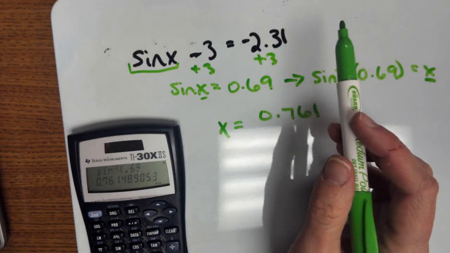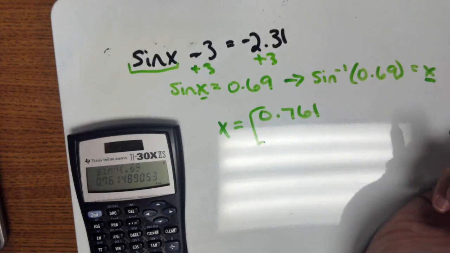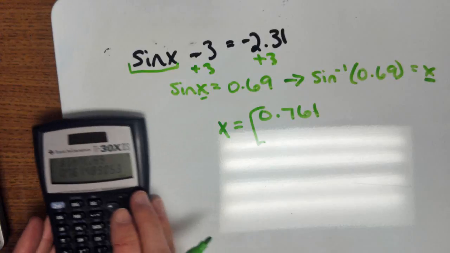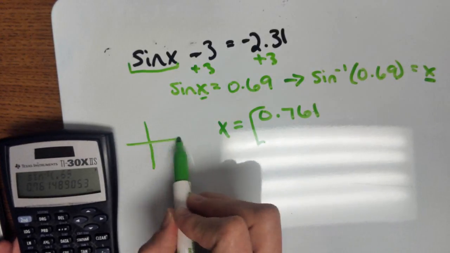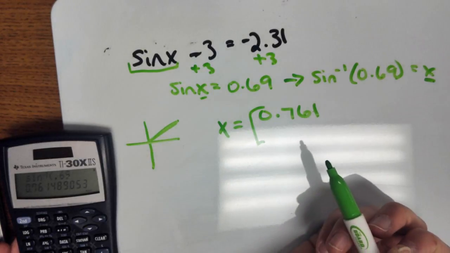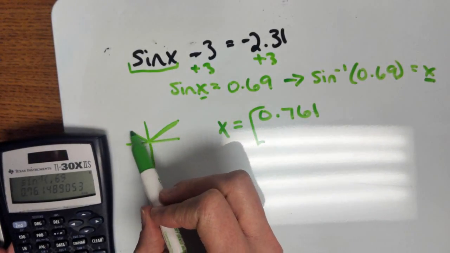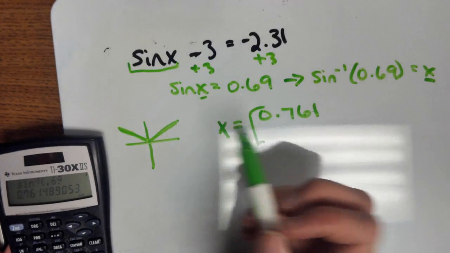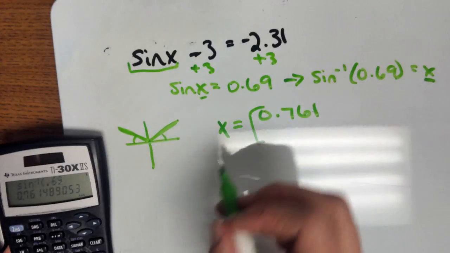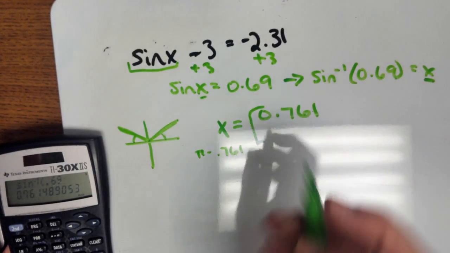Because the question wanted me to find all possible values, I have to find the general solution, because that's going to give me every single angle. If we think about what this is actually representing, 0.76 radians is going to fall right about there. I know sine has to be positive, so it's also going to fall somewhere in the second quadrant. The reference angle would be the exact same, so that's where pi minus 0.761 comes in for the second part.